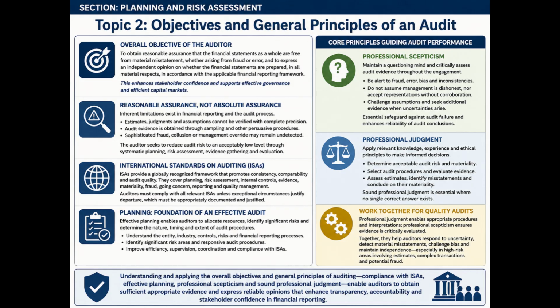Because auditing involves numerous areas where no single correct answer exists, sound professional judgment is essential to achieving high-quality audit outcomes while ensuring compliance with auditing standards and ethical requirements. Professional skepticism and professional judgment operate together throughout the audit engagement to support objective decision-making and improve audit quality. While professional judgment enables auditors to select appropriate procedures and interpret evidence, professional skepticism ensures that evidence is evaluated critically rather than accepted at face value.